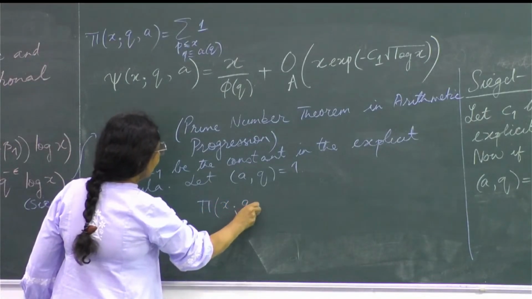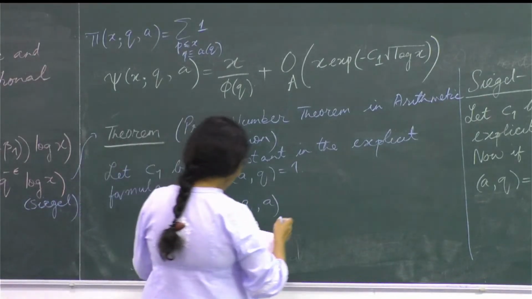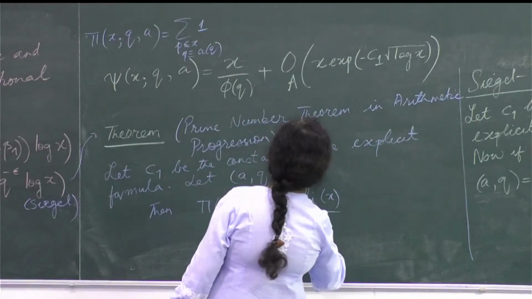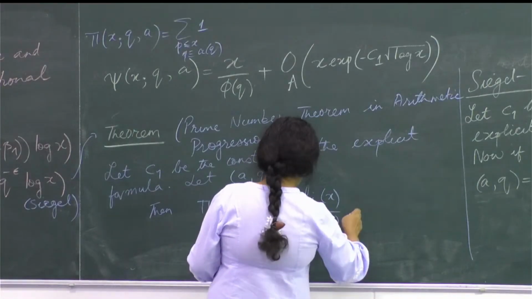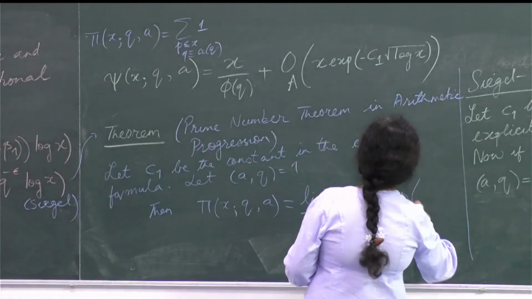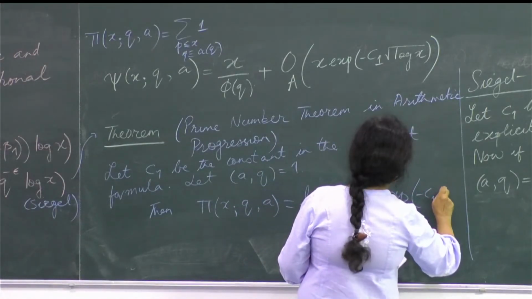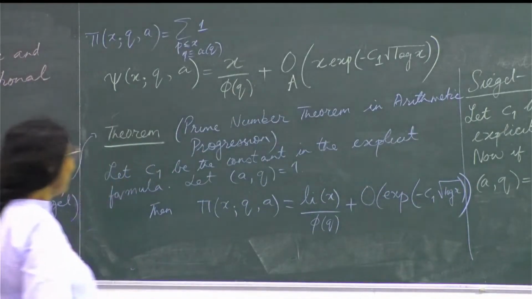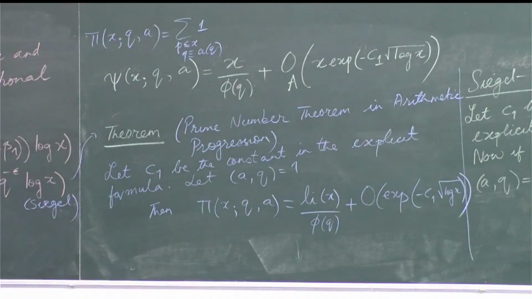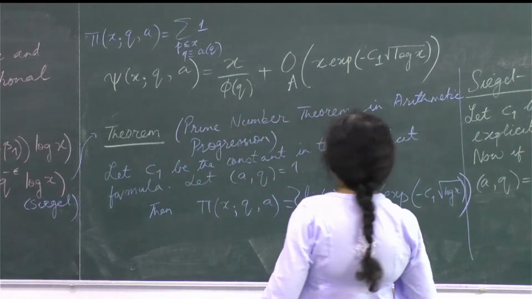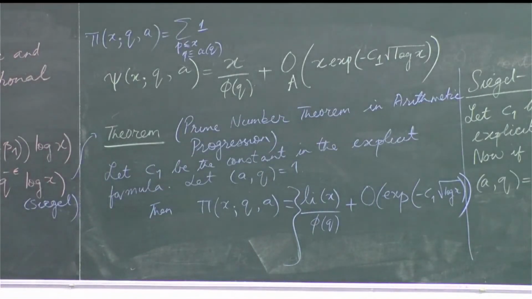Then pi of x, q, a is equal to the logarithmic integral of x divided by the normalizing phi of q, plus big O of exponential of minus C1 square root of log x, with the same C1. This is one case, the case when there is no Siegel zero.